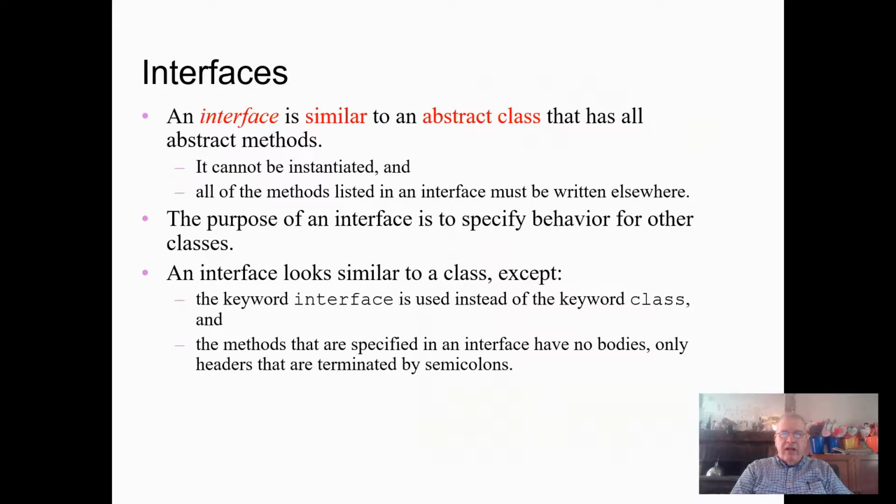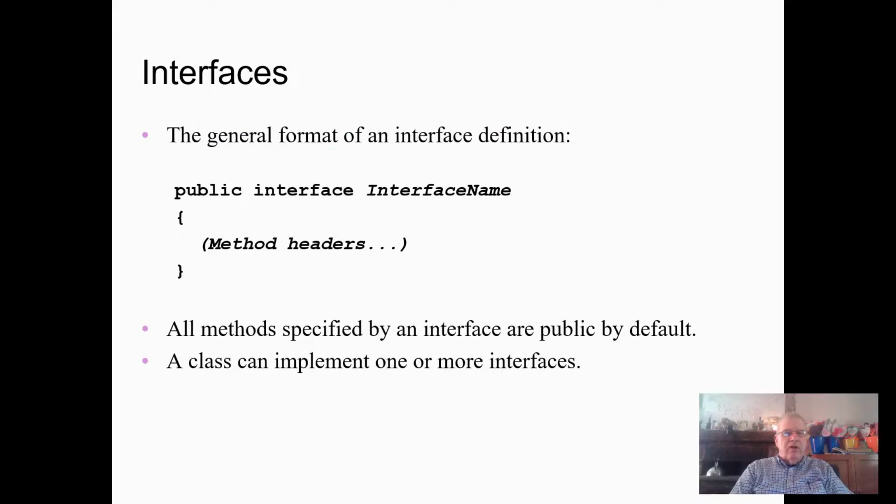It can't be instantiated, and all the methods that are listed in the interface have to be implemented in another class. So you use the keyword interface instead of the keyword class to define the header, and there are no method bodies. The method headers are terminated by semicolons. So here's the definition of an interface. The interface name is your choice, unless it's a library interface, of course.